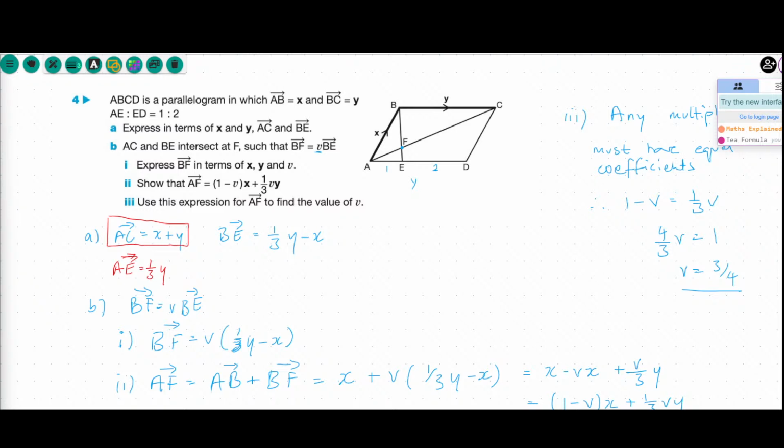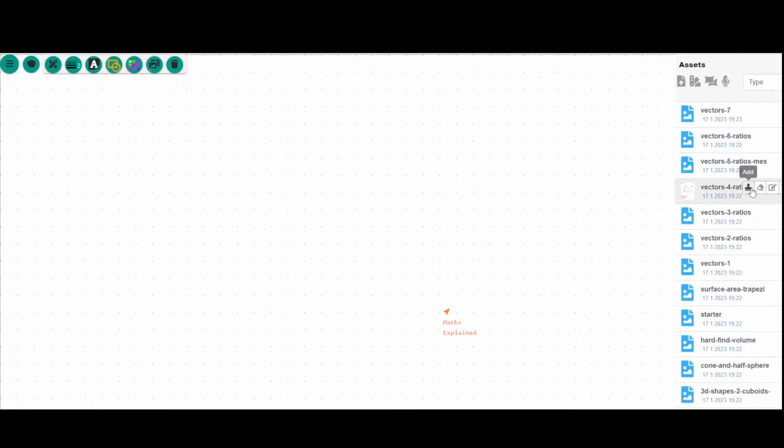Page 1. Should we do one more vectors? One more vectors, okay. What's a good vectors? We'll do a similar one then. Yeah, do you know which one it was? This one, I think.